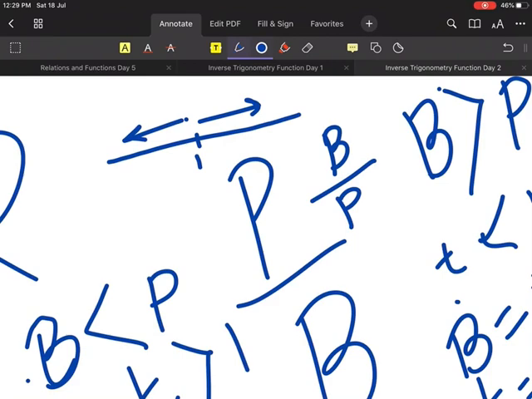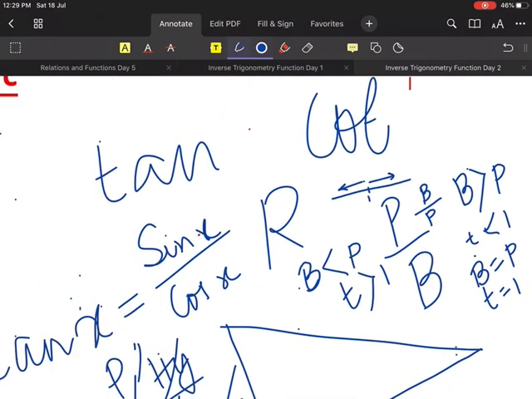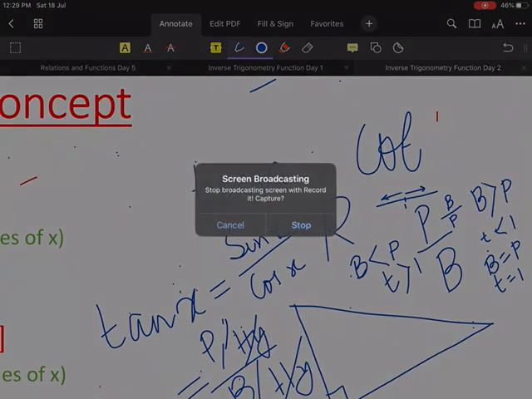So please revise this once. One thing, I will try to make a note of this one also. Clear? And I will send it to you guys. Have you understood? Thank you, sir.